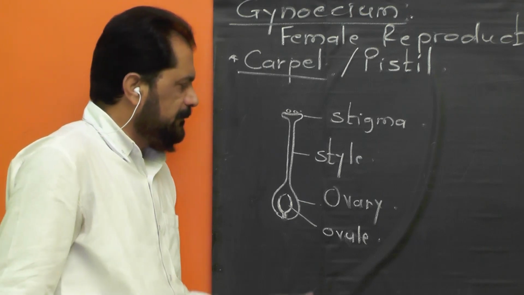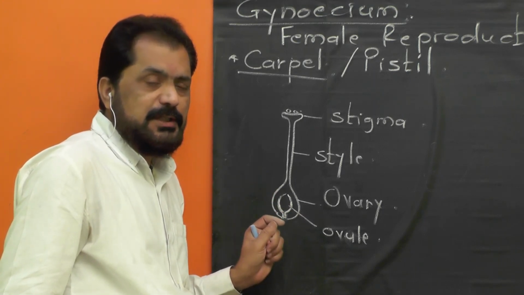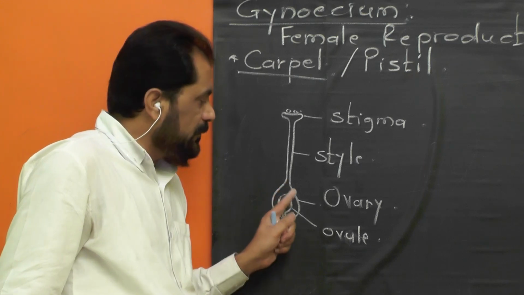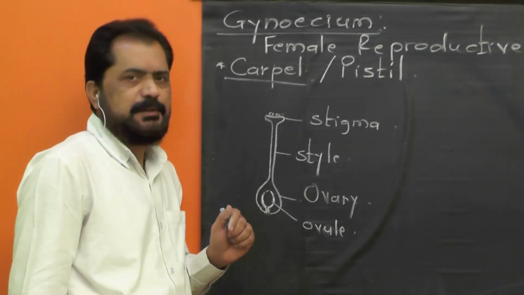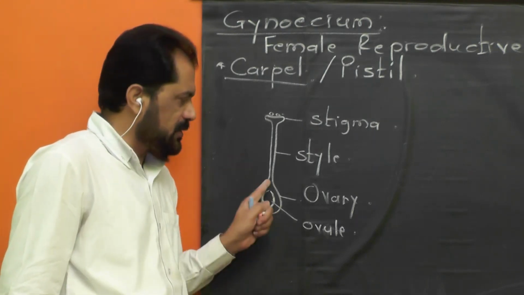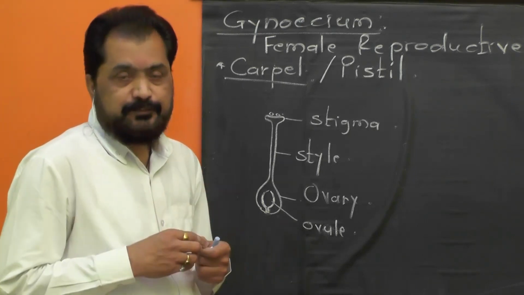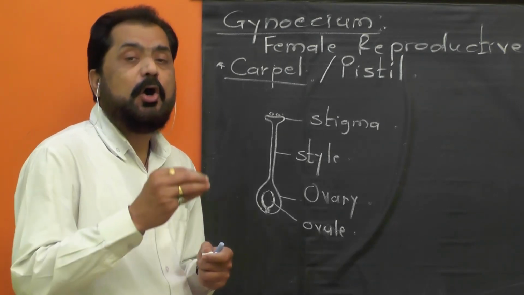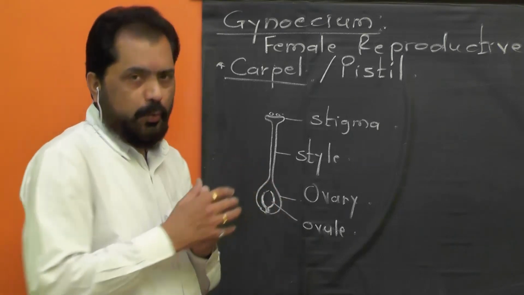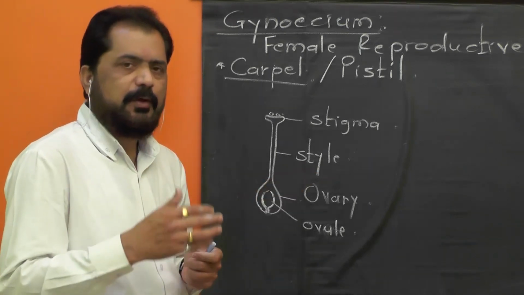Say, in mango, only a single ovule is produced within the ovary cavity. Not only in mango, other examples are lychee and cashew, where only a single ovule is produced within the ovary. While in orchids, more than 1 million ovules, listen, more than 1 million ovules are born within the ovary. It means the number of ovules born within a single ovary is variable from plant to plant.